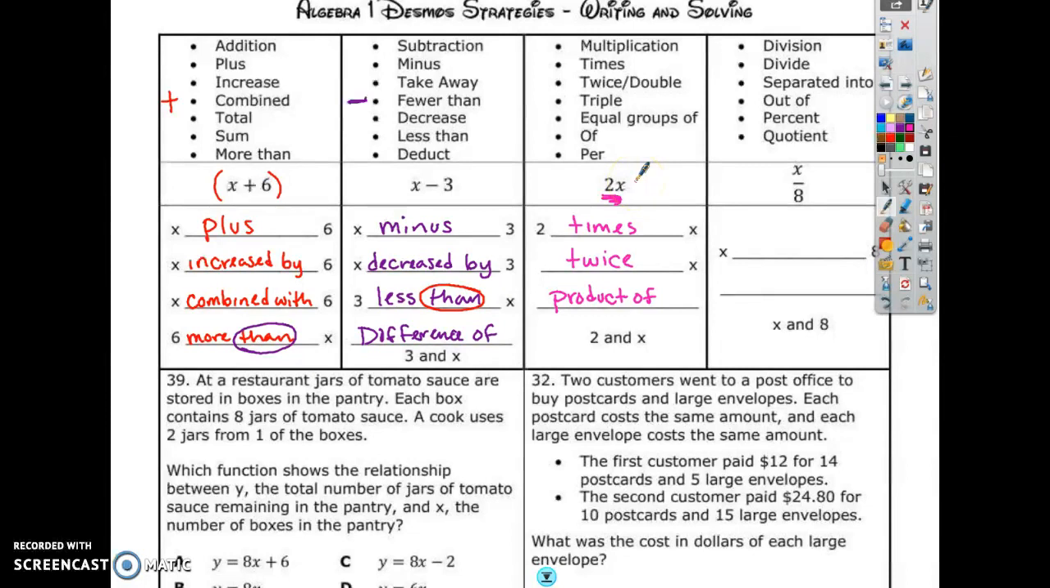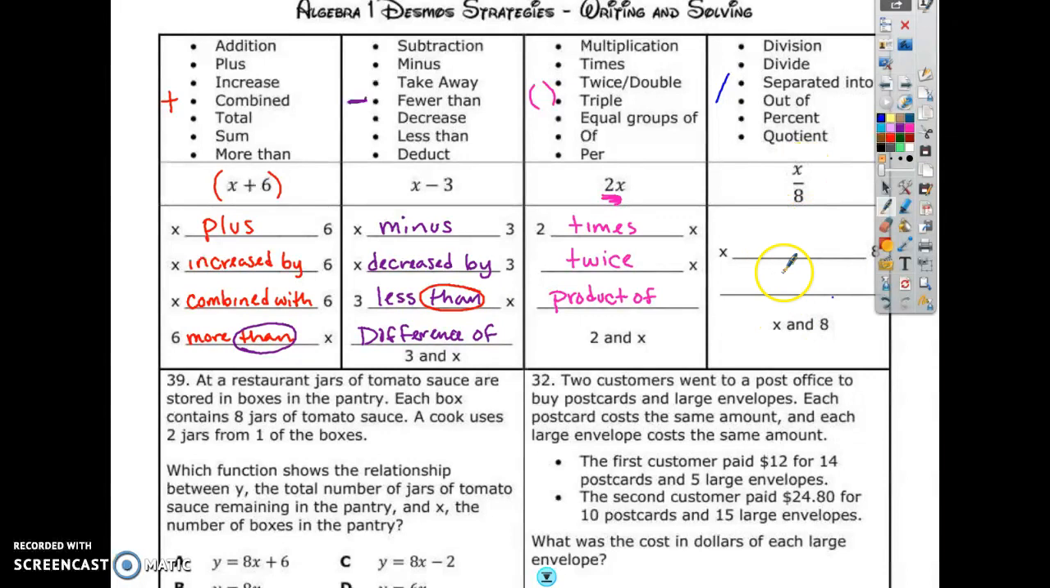The word product means to multiply. All of these words right here mean to multiply. So I'm just going to put parentheses. That's multiplication. And all of these words over here mean to divide. So I'm just going to put the slash because that means division.